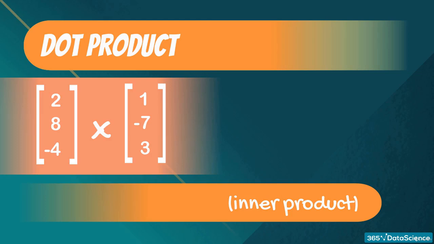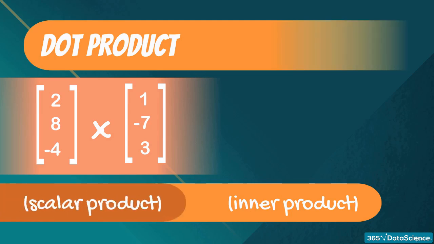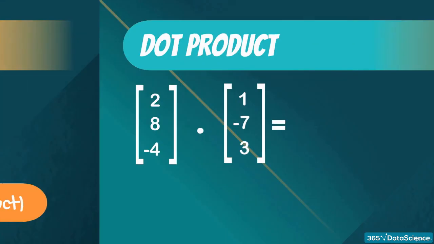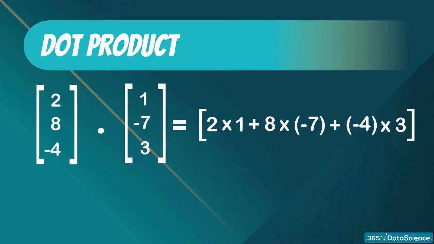The dot product, however, is heavily used. When people talk about multiplying vectors and matrices, that's what they mean. Other popular names for the dot product are inner or scalar product. The notation is a dot, signifying it is the dot product. It works like this. We multiply each two corresponding elements and find their sum.